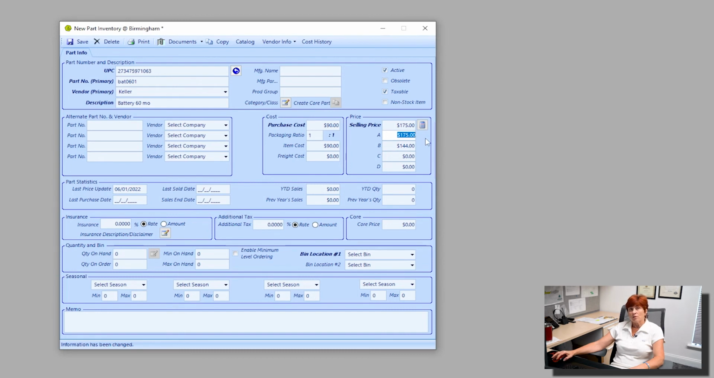If you are working with a wholesale customer that you have indicated as a B, then they are going to receive this part at a suggested markup rate, and that indicates at $144. And then we've left C and D open, and that's up to your dealership on what you would like to assign to letters C and D. Again, A, B, C, and D are used for those wholesale customers. So when I put in the $175 here, it automatically calculated that suggested markup rate that I have in my system for my dealership.